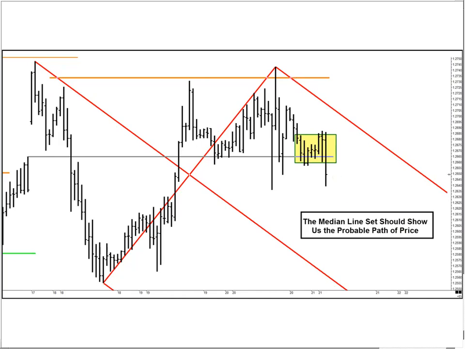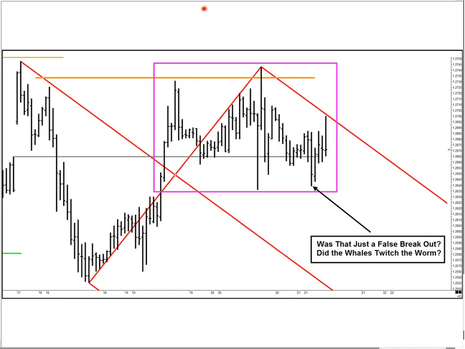And I like this bar with the close with good separation. You don't have to trade this way. You can wait. This median line set should show us the probable path of price. Now, if this median line gets beat and we take out these prior highs, I'm wrong, and we're due for a significant move up. Let's see what the market gives us.